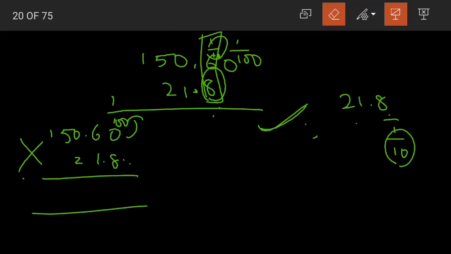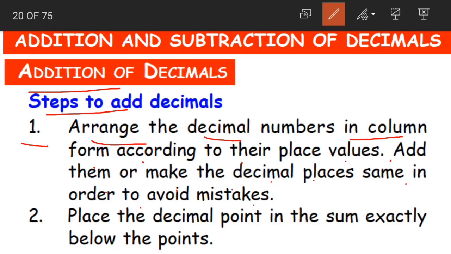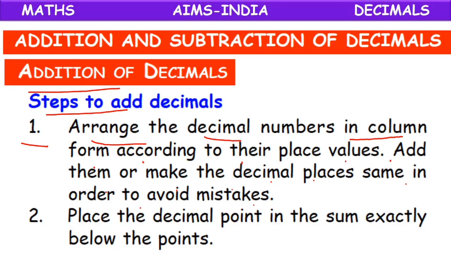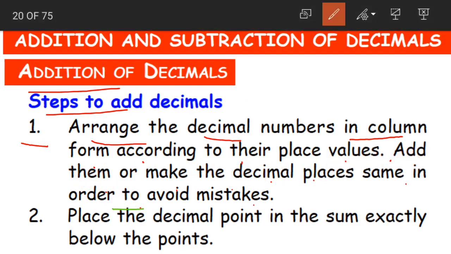Understood? What should we do? First write the numbers, let me erase this here. Make sure that your points are in the same place. For both the numbers above and below, the points are to be in the same place. If you do that, you will get the correct arrangement of the digits. Understood, children? Our first step is arranging the decimal numbers column-wise to avoid our mistakes.